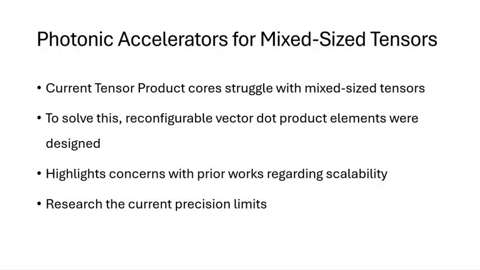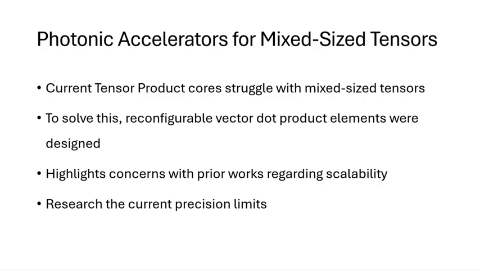Next are the photonic accelerators for mixed-size tensors. Current tensor product cores struggle with mixed-size tensors. Mapping mixed-size tensors onto fixed tensor product cores leads to low hardware utilization, which diminishes achievable performance and energy efficiency. Mixed-size tensors were brought about as a method to increase the efficiency of executing convolutional neural networks through reducing computation, memory requirements, and communication. This led to the employment of compressed mixed-size tensors in convolutional neural networks.